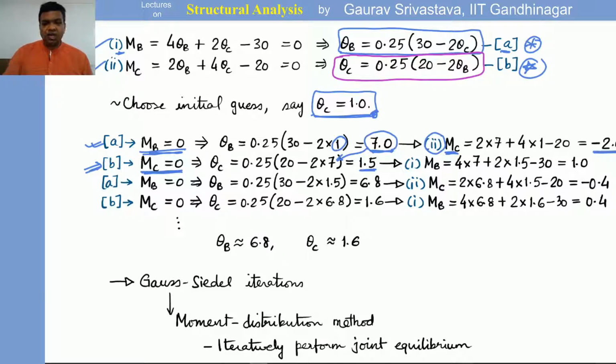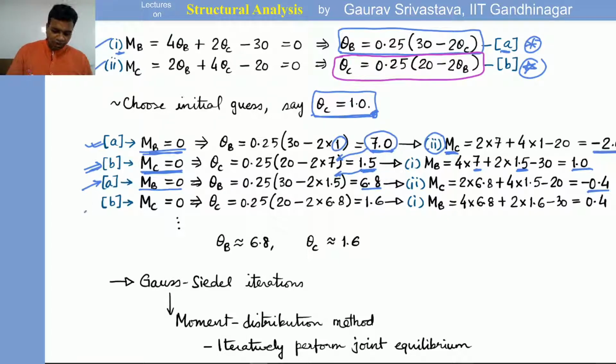But now we have to check for MB. So we take this updated value of 1.5 for theta c and the value of 7 for theta b. Now we see that MB is not 0, it becomes 1. So now MB is unbalanced, and we continue the iteration process. Next we go back to A and say MB equal to 0, and this 1.5 value of theta c we put there to find theta b. We come up with a theta b value of 6.8, and now MC becomes unbalanced.